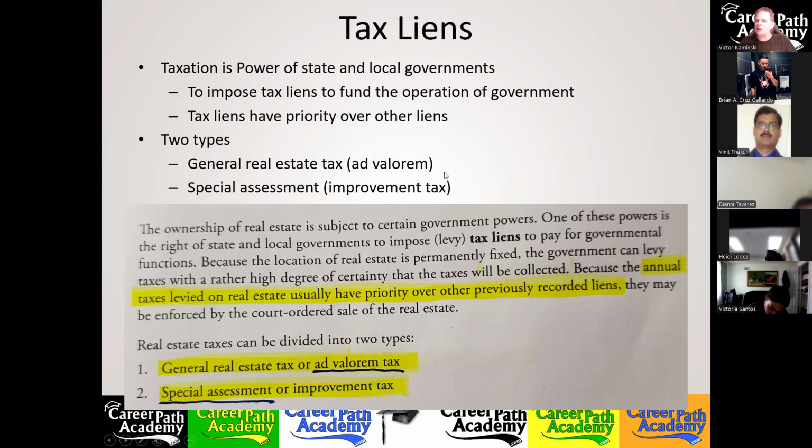It's called ad valorem in Latin. The ad valorem tax is the general real estate tax that everybody pays. In Latin, ad valorem means according to value. So this tax is based on the value of your property. That's how your general real estate taxes are determined. They're based on the value of the property, in part, anyway.